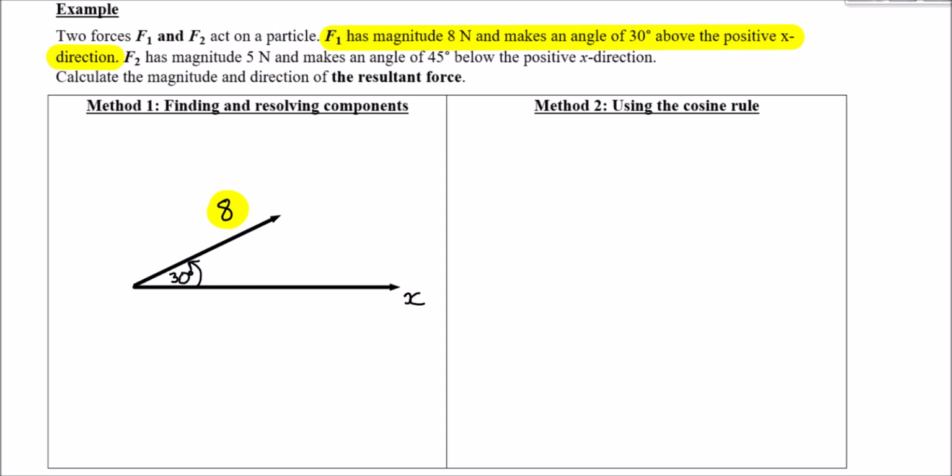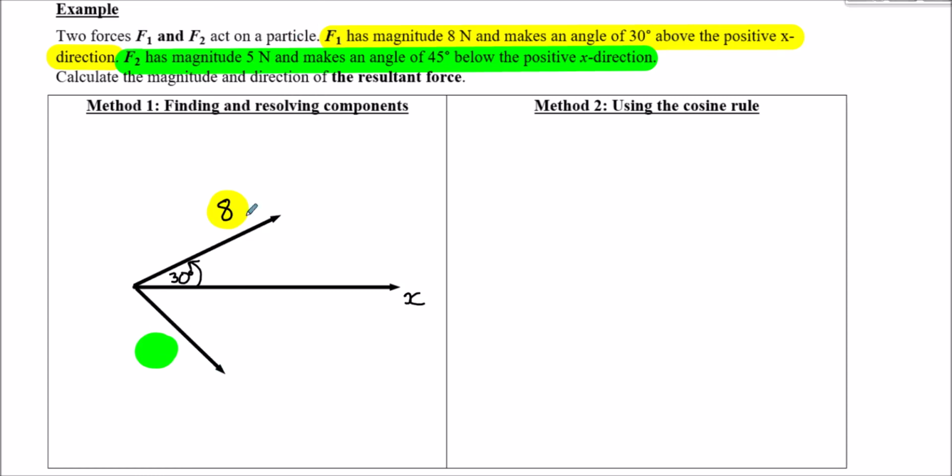Whereas we've got F2 as well, so I'm going to draw this one in. F2 only has a magnitude of 5. It's making an angle of 45 degrees below the positive x direction. And so this one's going to be acting sort of down here like so. It's going to be 5 newtons in size, in magnitude. And this one is acting at an angle of 45 degrees below the positive x direction.